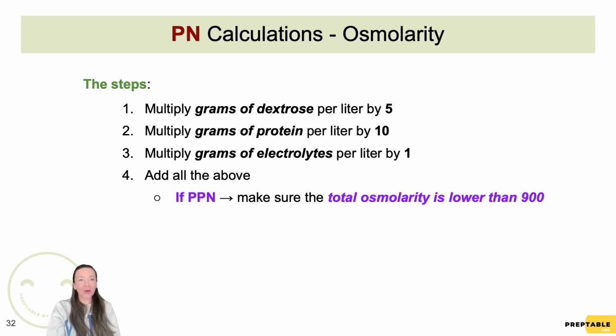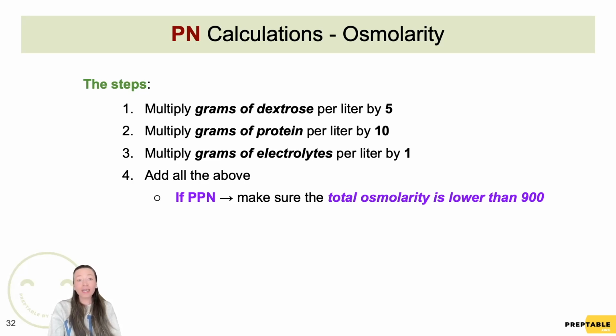Okay, so first we would multiply the grams of dextrose per liter by 5. We would multiply grams of protein per liter by 10. And then finally multiply the grams of electrolytes per liter by 1. And that's if they are provided in the problem, which they're not always. Then we would add up the osmolarity contributions from each component to determine the total osmolarity of the solution.